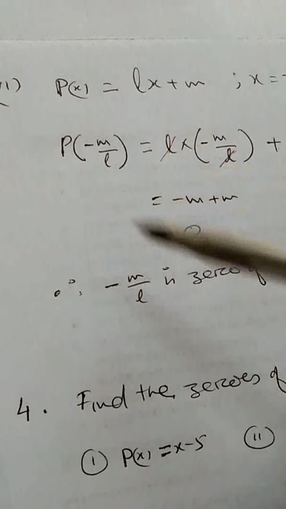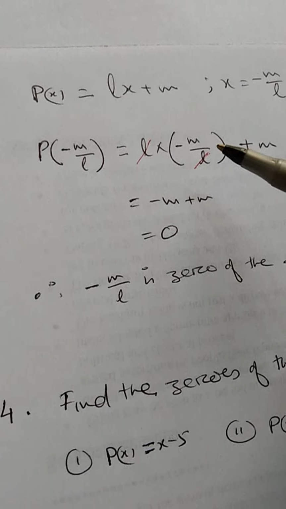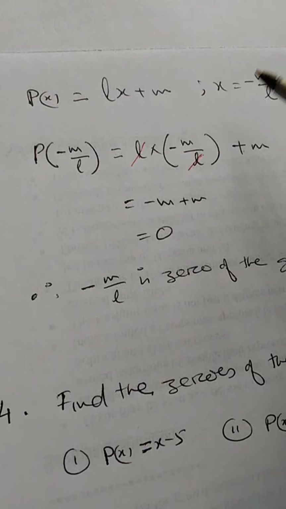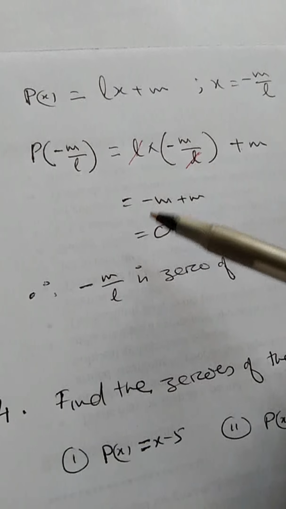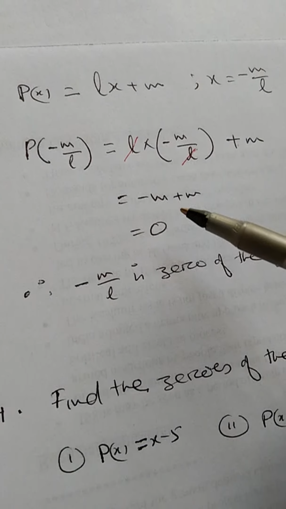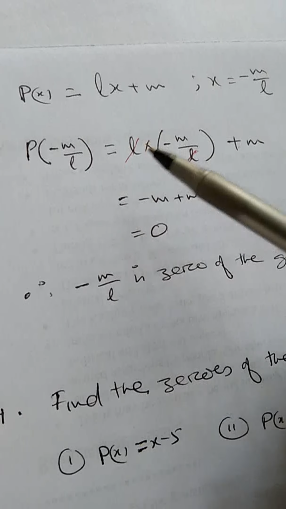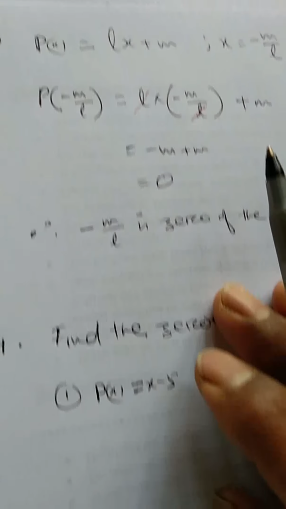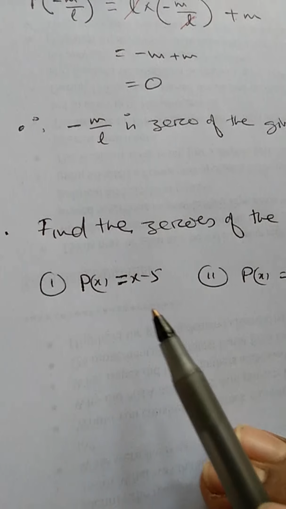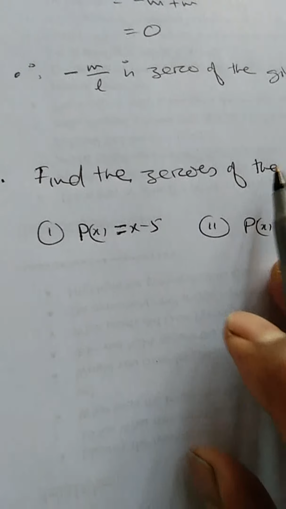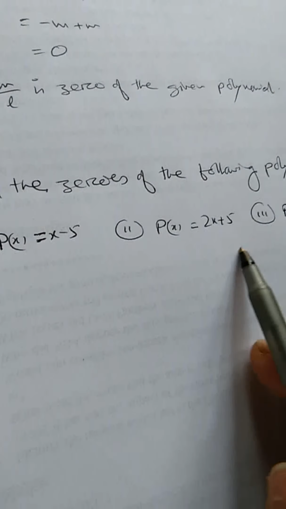So in this kind of question we have learned how to verify whether the given number is a 0 of the given polynomial or not. If instead of 0 we get some other number, then the given number won't be a 0 of the given polynomial. Now in the next question we will learn how to find the 0 of a given polynomial. So for this, a few examples are taken here.